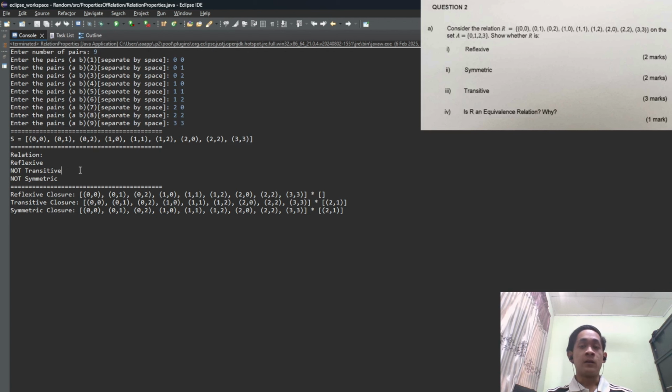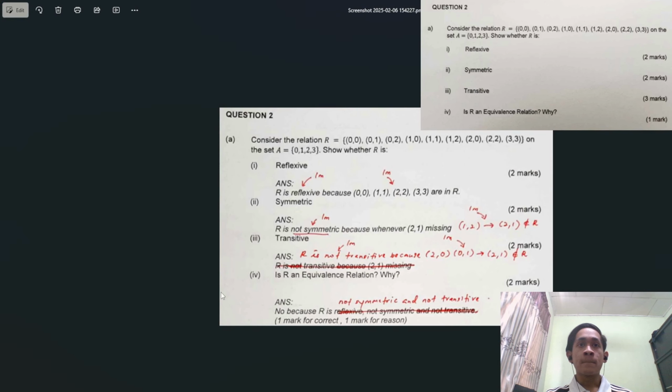R is not an equivalence relation as it is not symmetric and transitive. And of course, I have the answer prepared right here. For question 1, it is reflexive. For question 2, it is not symmetric. And then for question 3, it is not transitive.